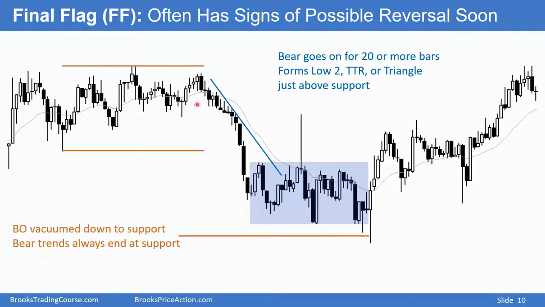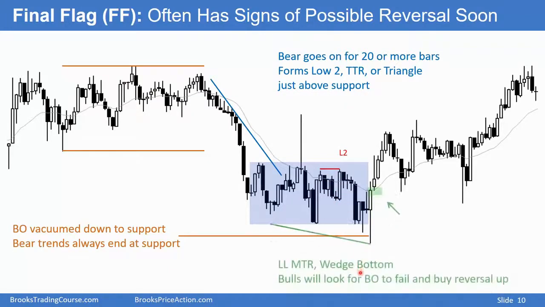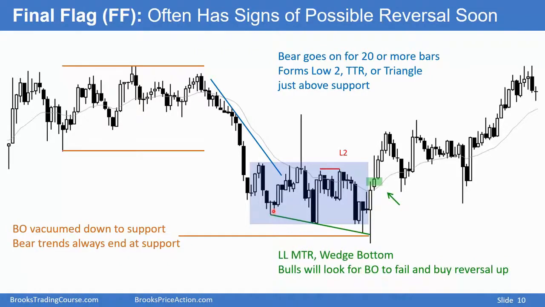Support, we have a triangle and a bear breakout. This is a measured move down. Another low 2 here, low 1, low 2, double top bear flag. If you want, you can call this a lower low major trend reversal here, and then another attempt here. And this is a second attempt. It tried to reverse up here, fell below this low, and reversed up even more strongly here.